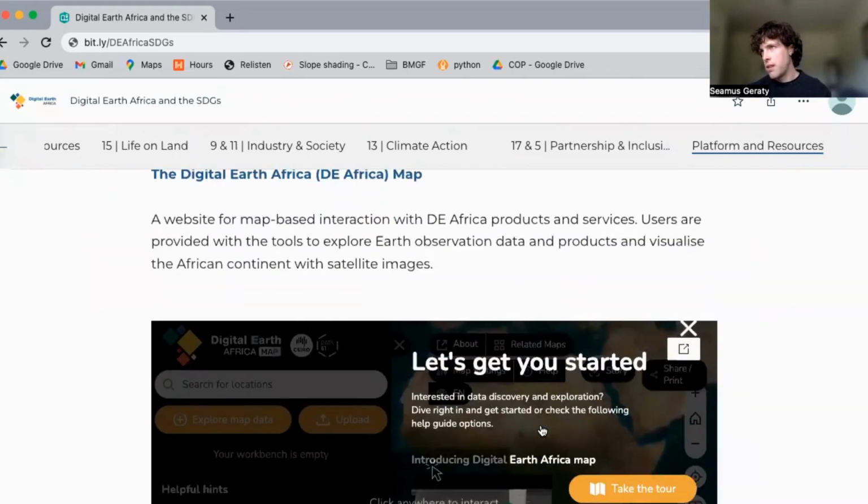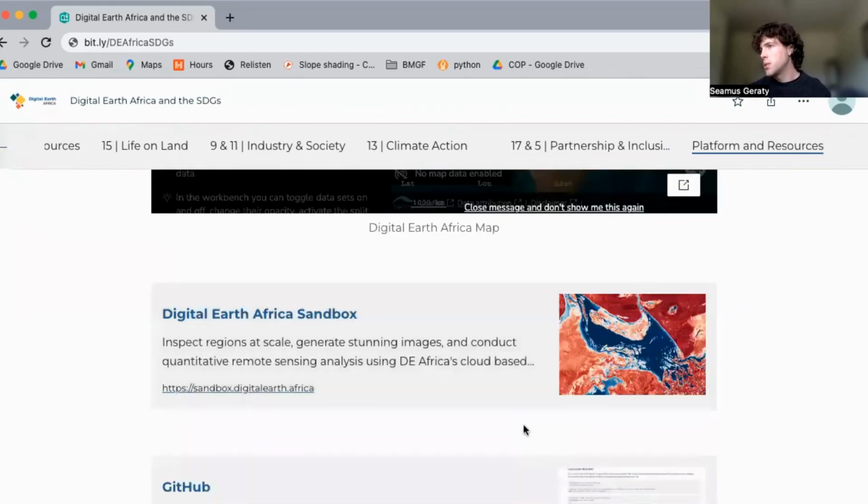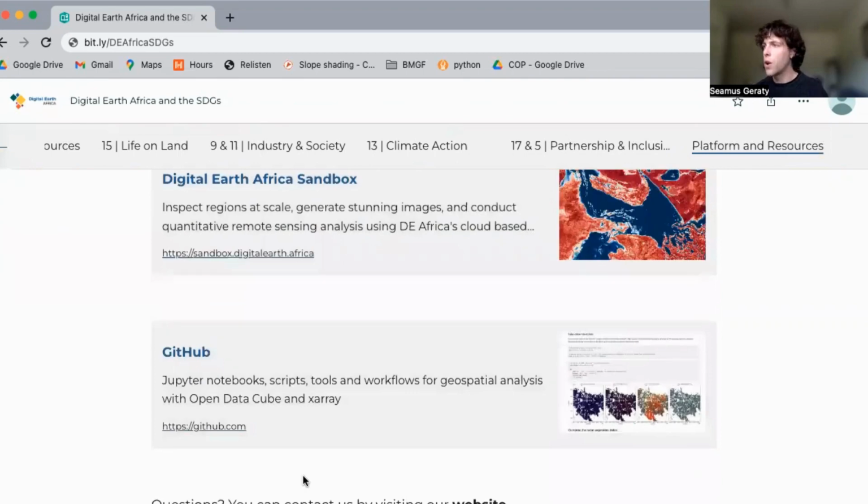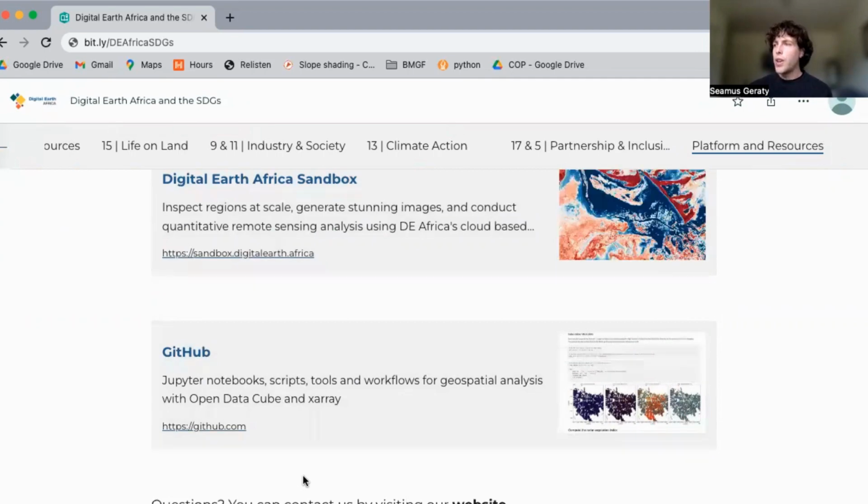We have the Digital Earth Africa map, the Sandbox, which I've been referencing, as well as the GitHub that has a repository of all the code and a lot of the tools that I demonstrated today in this story map and presentation. I think with that, I'll hand it back over to Maud, but thank you all for your time today. And yeah, please follow up with any questions you may have.